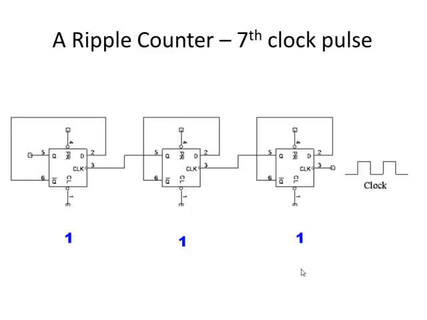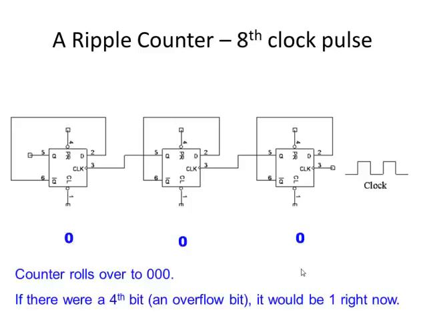So now the question is, what happens on the 8th clock pulse? Well, in a regular ripple counter, on the 8th clock pulse, the counter just rolls over to 0. And that's how our timer counters work as well. The counter will roll over to 0. If we had an extra bit, let's call it an overflow bit, it would be a 1 right now. That's really just a 4th bit attached to here. So if that's a 1, that would indicate that the other 3 bits overflowed. We ran out of room and we had an overflow. That's going to be important later on because we do need to know whether this timer has timed out.